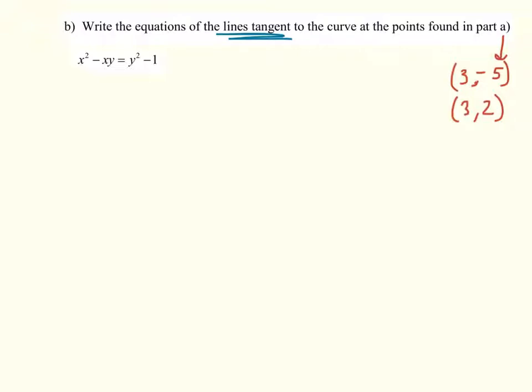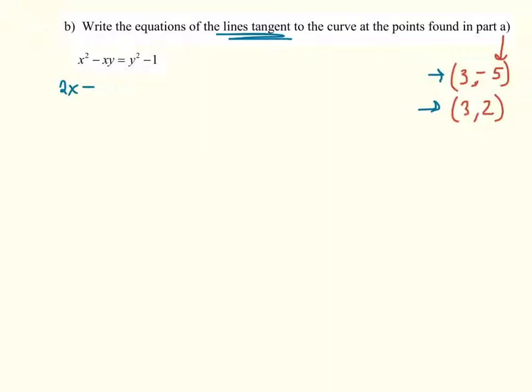Okay, so now if we're talking about writing the equation of the line's tangent, we're going to have two different lines, one that is tangent at this point and one that is tangent at this point. What do I need for each of those lines? I need the slope. Where do I find the slope? I do the derivative. So I'm going to take my equation and do the derivative of both sides. I start off with the derivative of x squared, which is 2x.